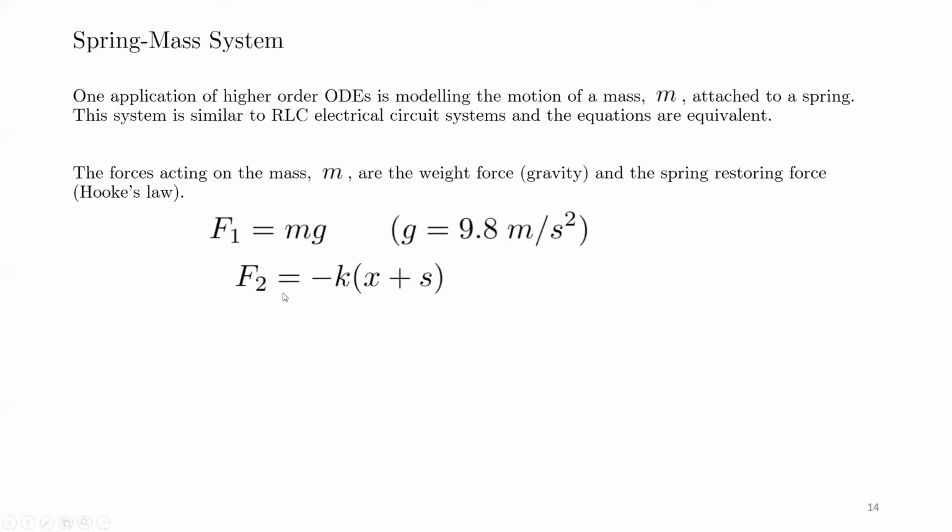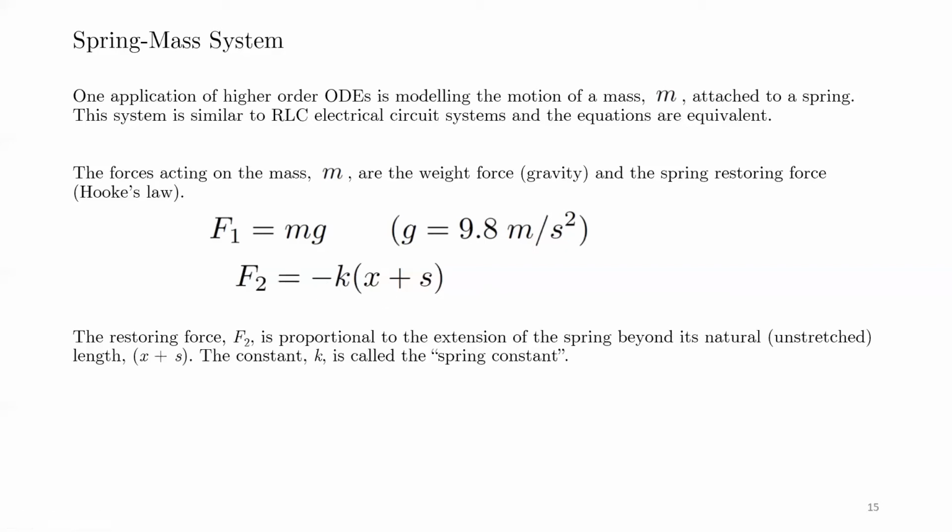Okay, so the restoring force, the spring's force due to Hooke's law, is just negative k, the spring constant, times the extension past the spring's natural length. Okay, and that's what I said here. The negative sign is because if we pull the spring down, the force is going in the upwards direction, which we said is the negative x direction. So that's why this negative comes out here in front of the spring constant.